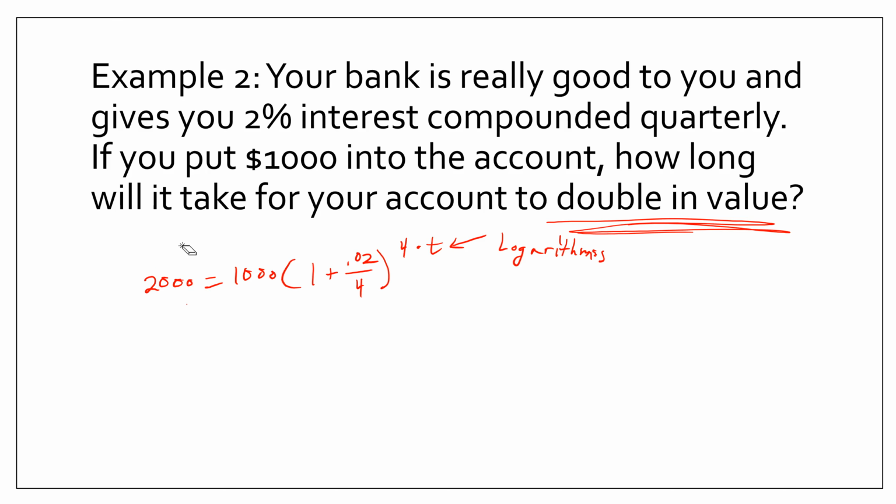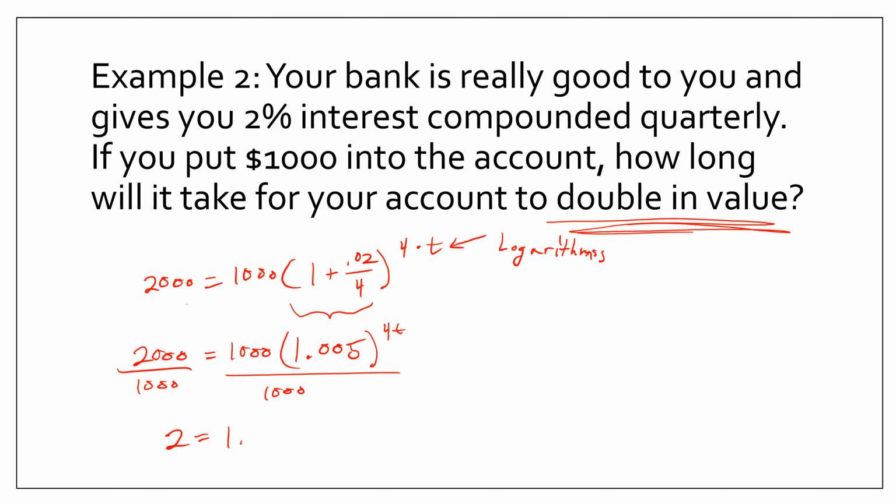Let's simplify some things first. First of all, 1 plus 0.02 divided by 4. You can do this in your calculator. It's going to end up being 1.005, to the power of 4t, equals 2,000 over... 1,000 times that. At this point, I don't yet have my power isolated. I should divide both sides by 1,000. And that gives me 2 equals 1.005 to the power of 4t. I'll keep this in parentheses. Notice, for doubling I ended up with a 2. That should happen, just so you know. I'm on the right track.